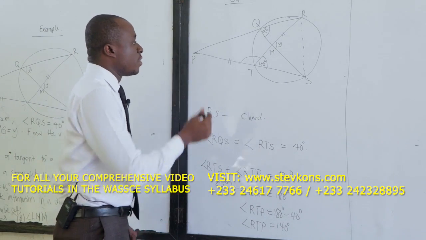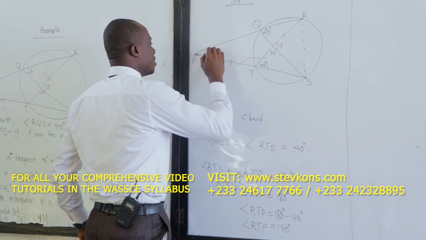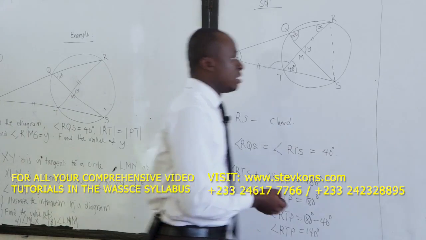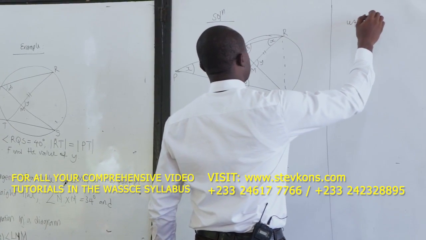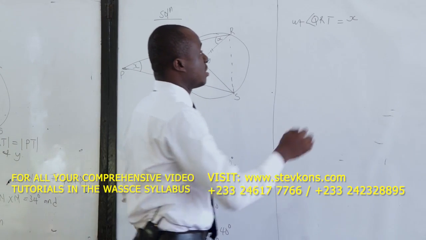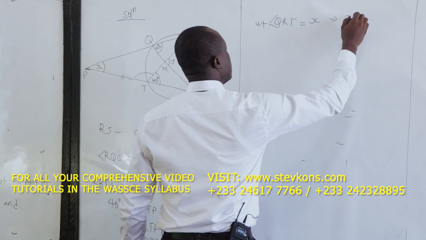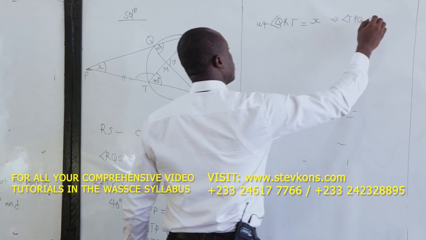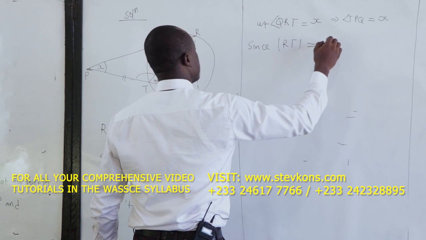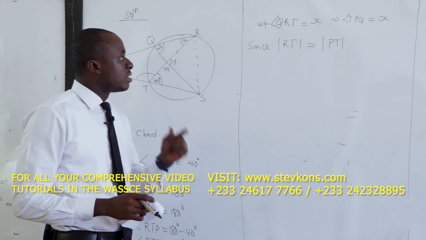Now I want to find y. Because RTP is an isosceles triangle, the base angles are equal. So let's suppose this place is x, then this place too is x. Why? It is an isosceles triangle. So we can write: let QRT be equal to x. And if QRT is equal to x, this implies that TPQ, or TPR, is also equal to x, since RT is equal to PT. Because it is an isosceles triangle, the base angles must be equal.